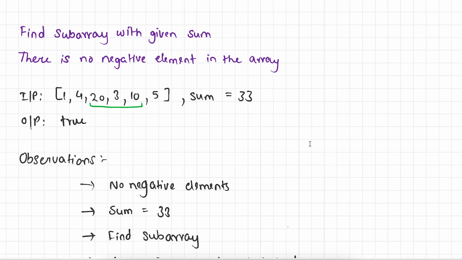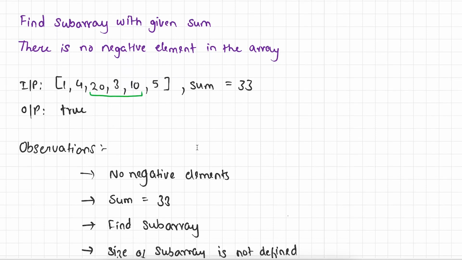Here the input is given as 1, 4, 20, 3, 10 and 5, and the sum is given as 33. Our task is to find the subarray whose sum of elements is exactly equal to 33. As you can see, in the given array there is one subarray, 23 and 10, whose sum of elements is equal to 33. That is why the output for this array is true. Let's say if there is no subarray with the given sum, then the output should be false. So far, so clear.